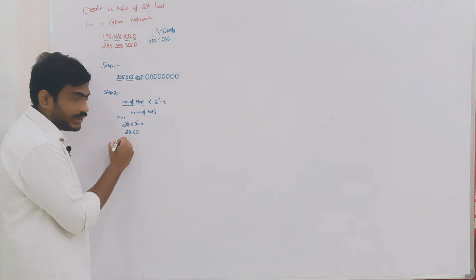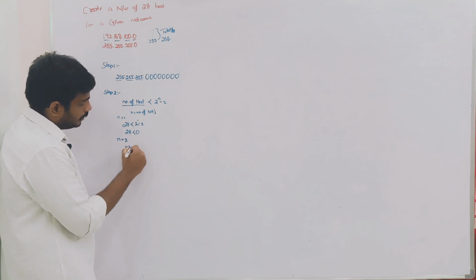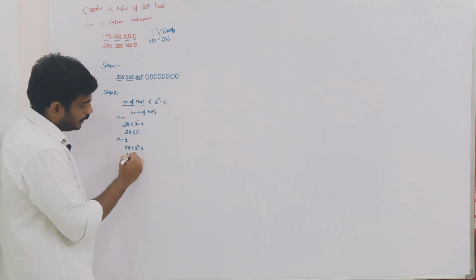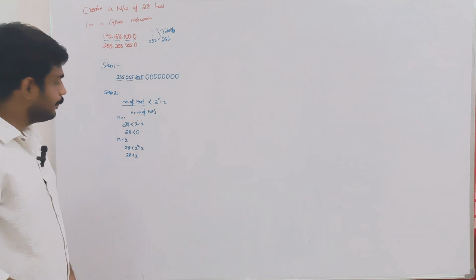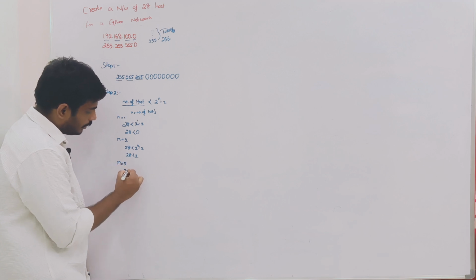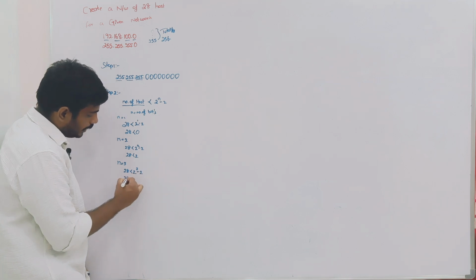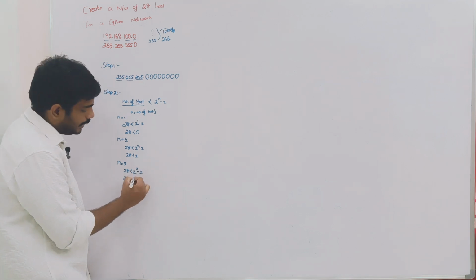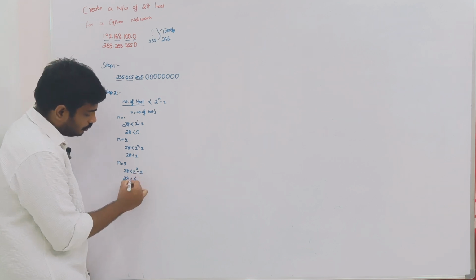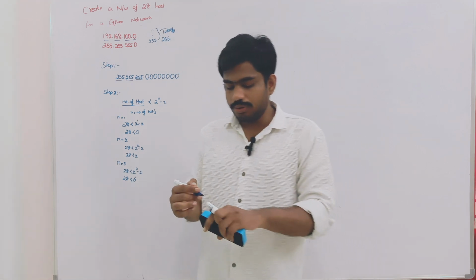What will be the next scenario? Increase the number of bits. N equal to 2: 2 power 2 is 4, 4 minus 2 is 2. Is 28 less than 2? Still not. Then increase the number of bits. N equal to 3: 2 power 3 is 8, 8 minus 2 is 6. Is 28 less than 6? No, still not. So the number of bits required in the host portion is not satisfied.